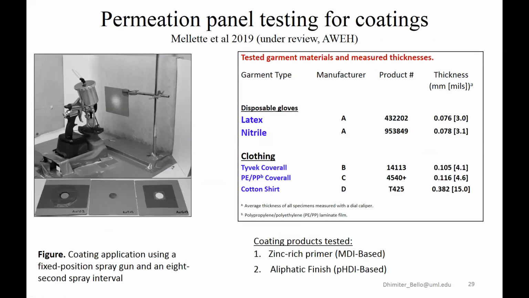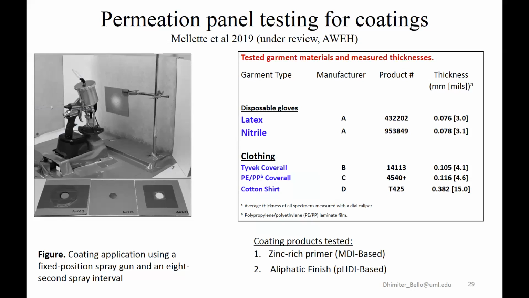But we have seen that frequently. And so we were compelled to develop a method and look more formally at the permeation and penetration of these types of paints through different types of fabrics. Dr. Mellet spent several years developing these techniques and also painting. And at the end of those 3 years, we gave him a certificate as an excellent painter.